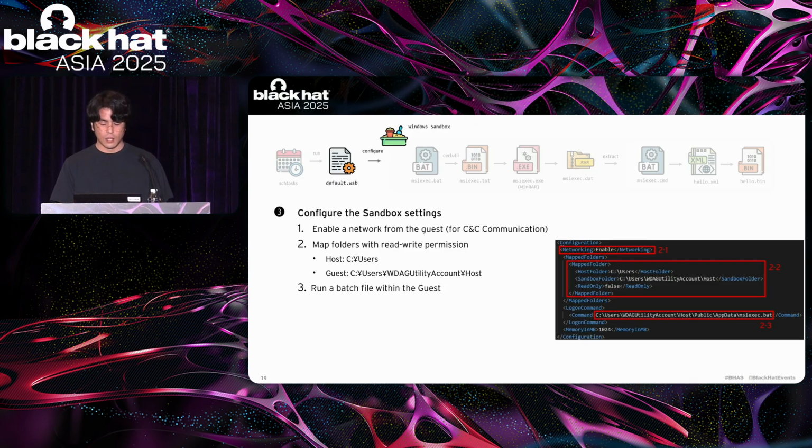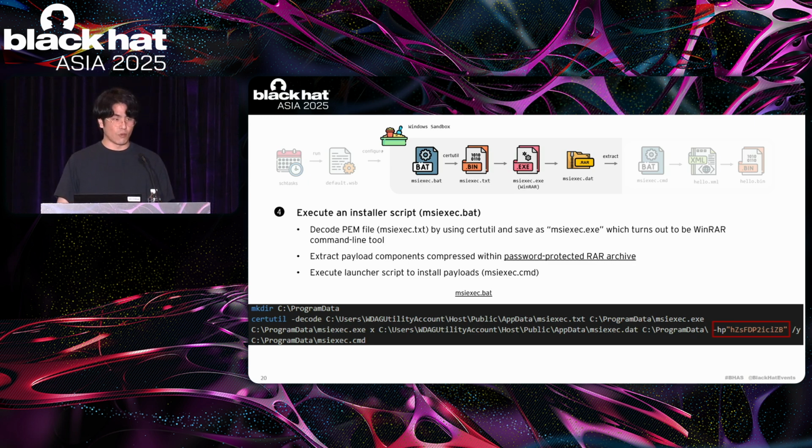So let's see what the batch file is designed for. It decodes the PEM file, msiexec.txt, by using certutil and saves it as msiexec.exe, which actually turns out to be the WinRAR command line tool. Then it extracts the payload components compressed within the password-protected RAR archive by using the hard-coded password and the decoded WinRAR command line tool.